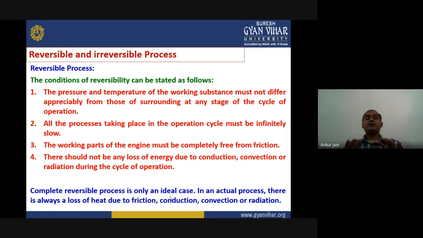Now, these conditions are not only difficult, we can say they are impossible to achieve in our practical life. So a completely reversible process is only phenomenal. It is not possible to get a reversible process in practice. It is only an ideal case. In all practical processes, in actual processes, there is always some loss of energy due to some mechanism like conduction, convection, or radiation.